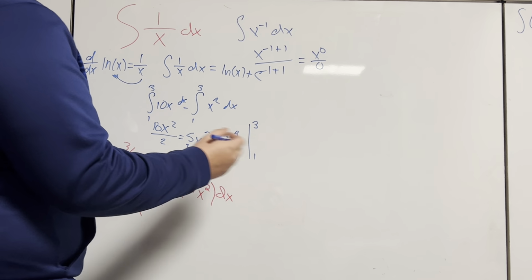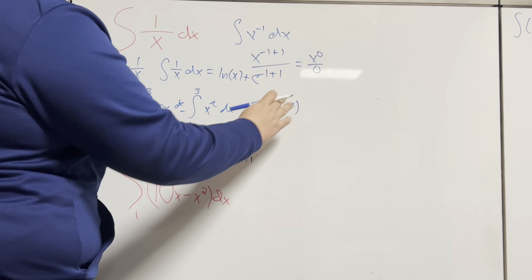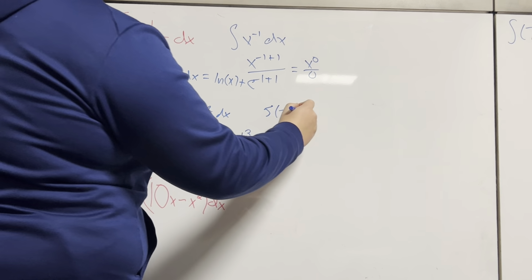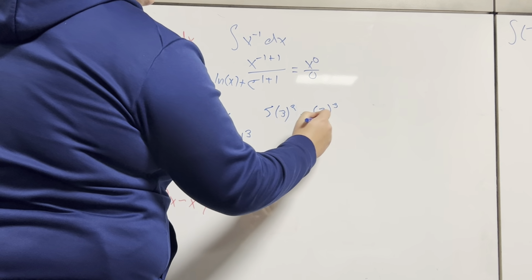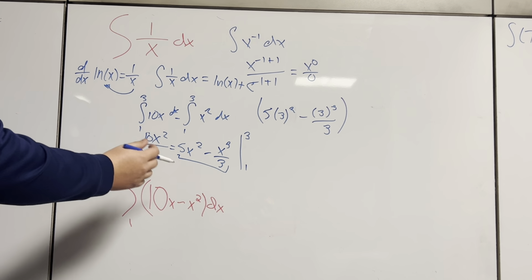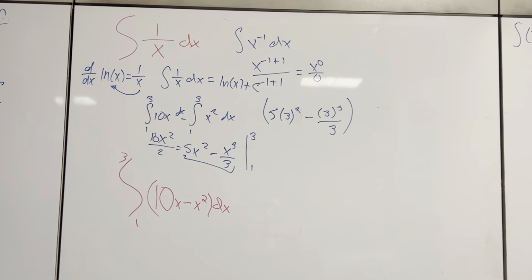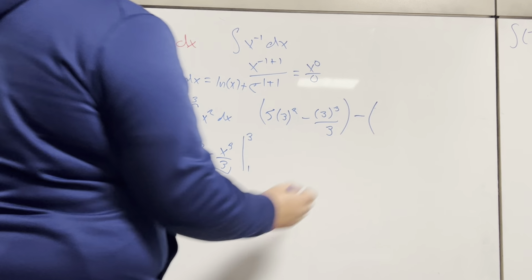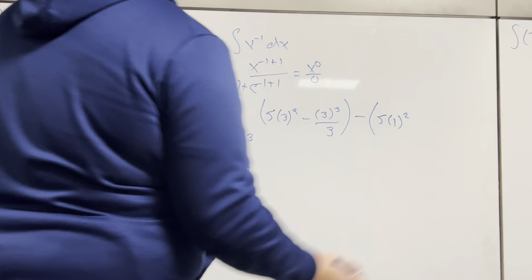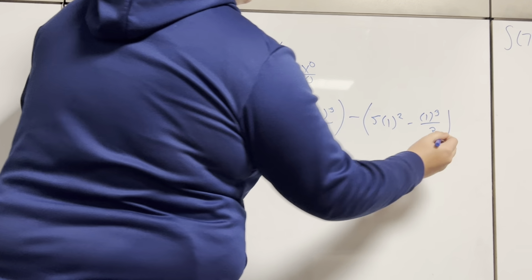So what we can do is just plug 3 in for all the x. So we have 5 times 3 squared, minus 3 cubed over 3, and that's the first part. That's when you plug in the 3. Then you need to evaluate it at 1. So because we're going to subtract these here, that's the rule for definite integrals. So minus, now we're plugging in 1 for everything. So we have 5 times 1 squared minus 1 cubed over 3.